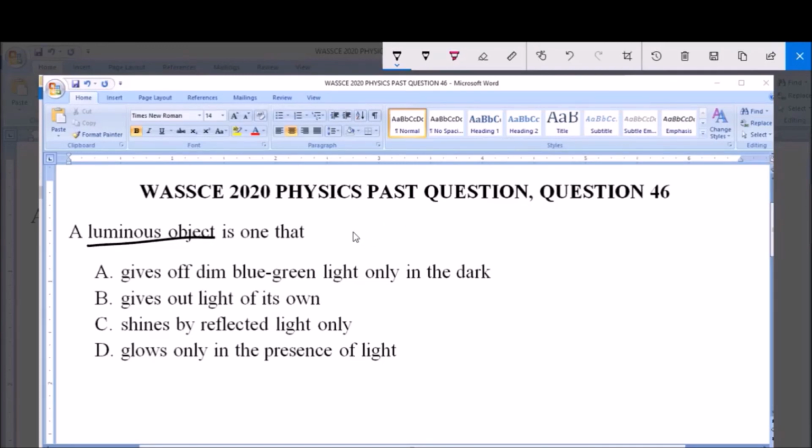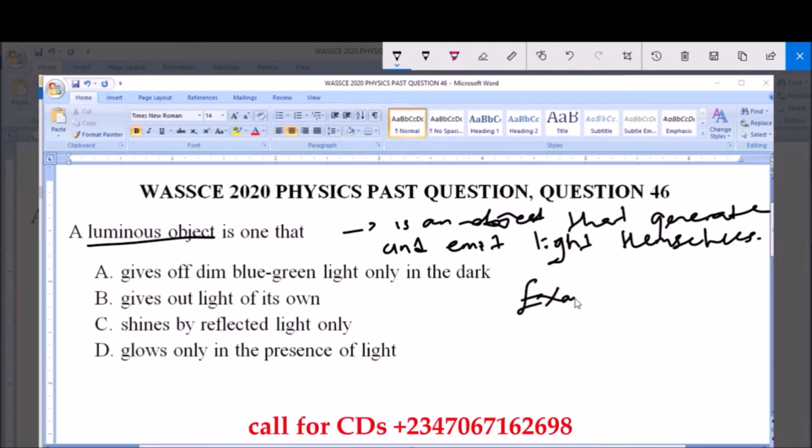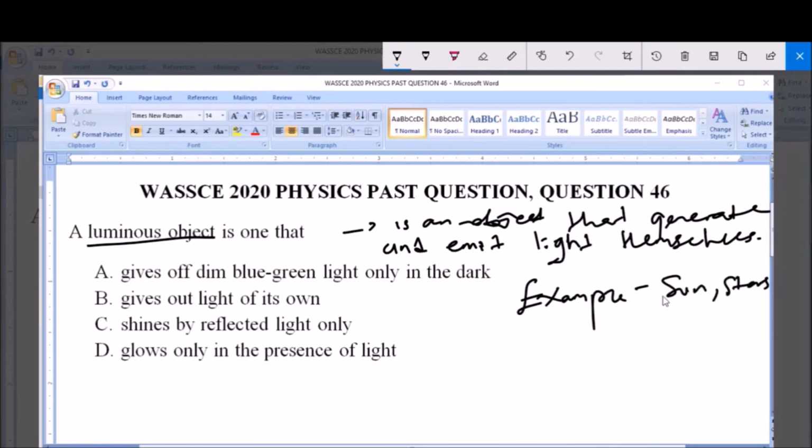Now, a luminous object is an object that generates and emits light itself. So luminous objects are objects that have the ability to generate their own light and also emit this light. Examples of these luminous objects include the sun and the stars. You see that the sun and the stars have the ability to generate their own light and also to emit this light. So therefore a luminous object is such that can give out its own light, and that is option B.